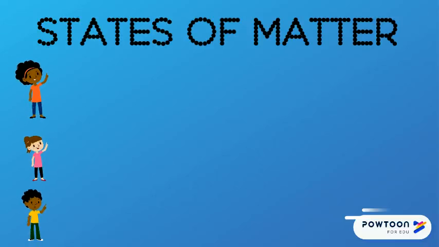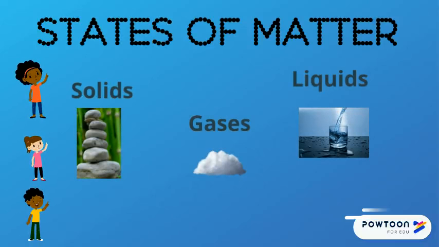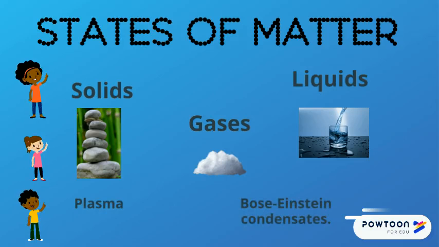Today we're going to be looking at three states of matter: solids, liquids and gases. There are many other states of matter, for example plasma or Bose-Einstein condensate. However, we won't be looking at those today.